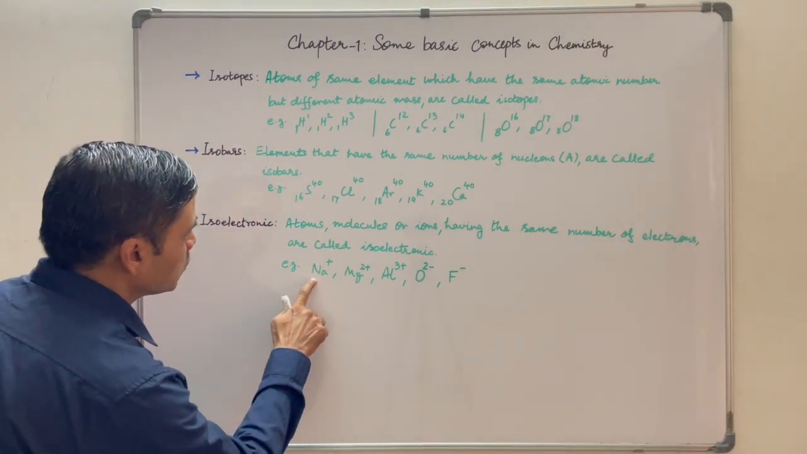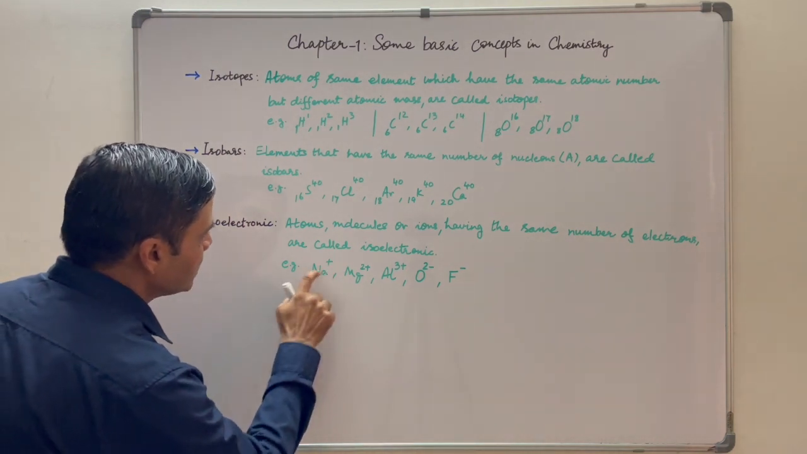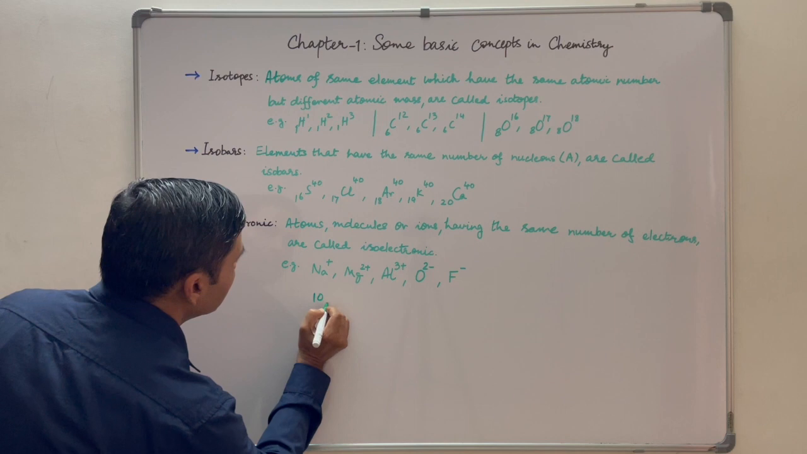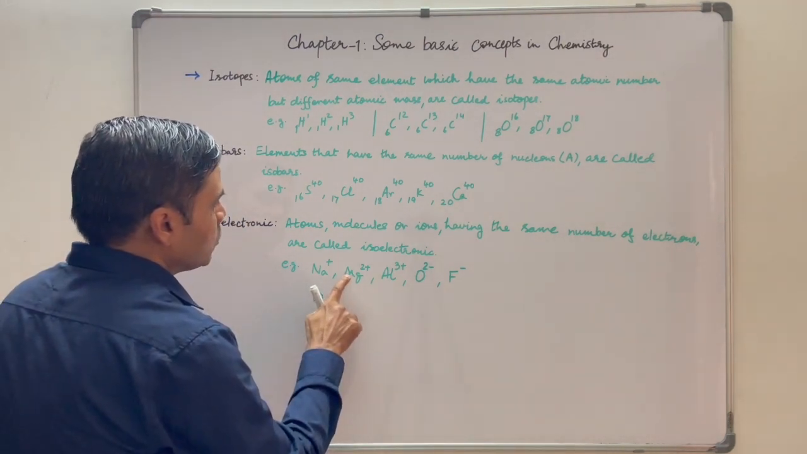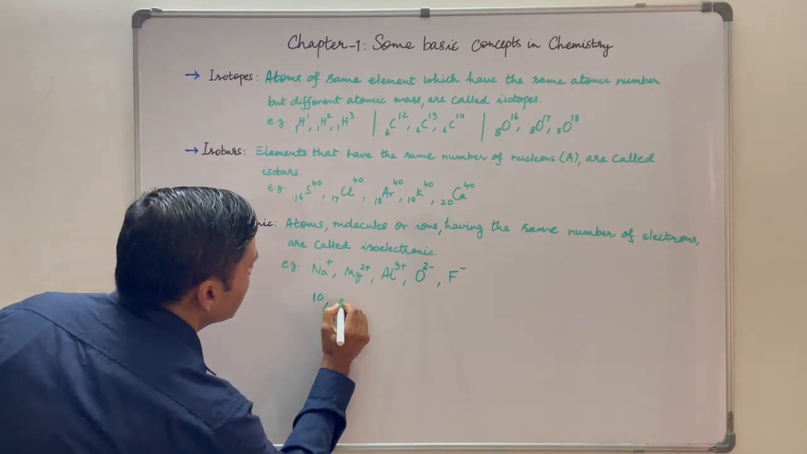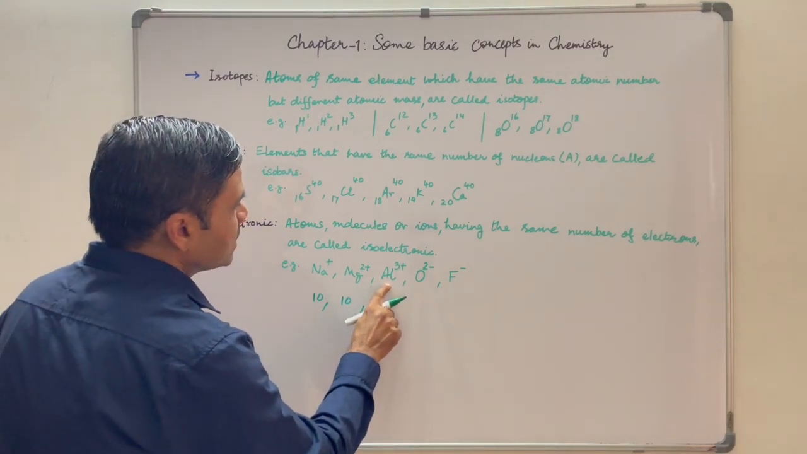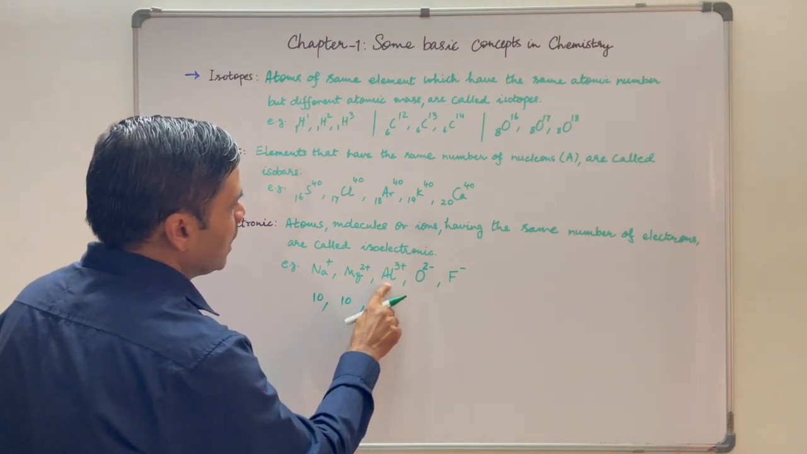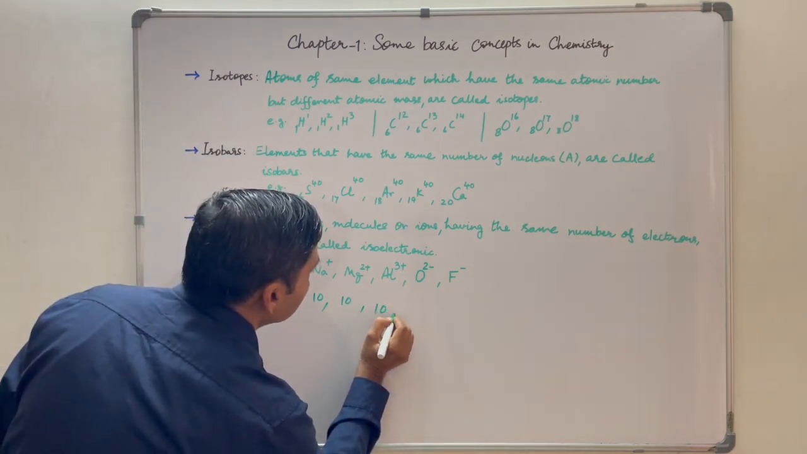Atomic number of sodium is 11, so the number of electrons will be 11 minus 1, meaning 10. Atomic number of magnesium is 12, so the number of electrons it will have is 12 minus 2, that is 10. Atomic number of aluminium is 13, so it will have 13 minus 3, meaning 10 electrons.